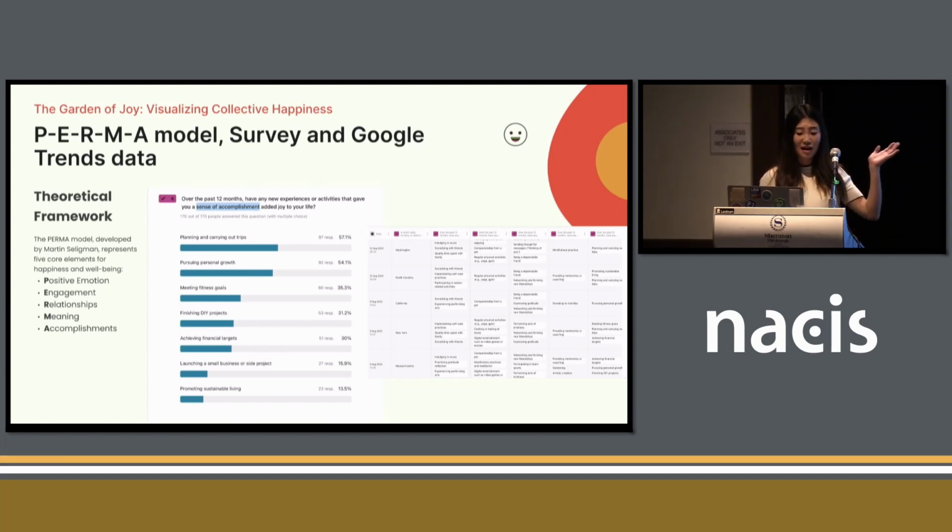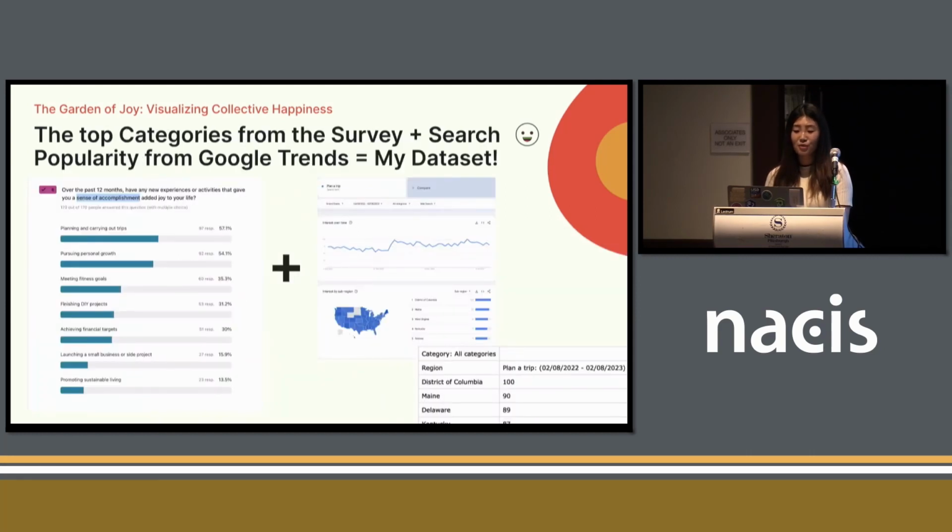So here, from the graphic in the middle, you can see one sample question asked. And in here, accomplishment is referred to as A in the PERMA model. Although I tried my best, the number of survey responses was still very limited. For some states like West Virginia and Alaska, I ended up with 0 responses.